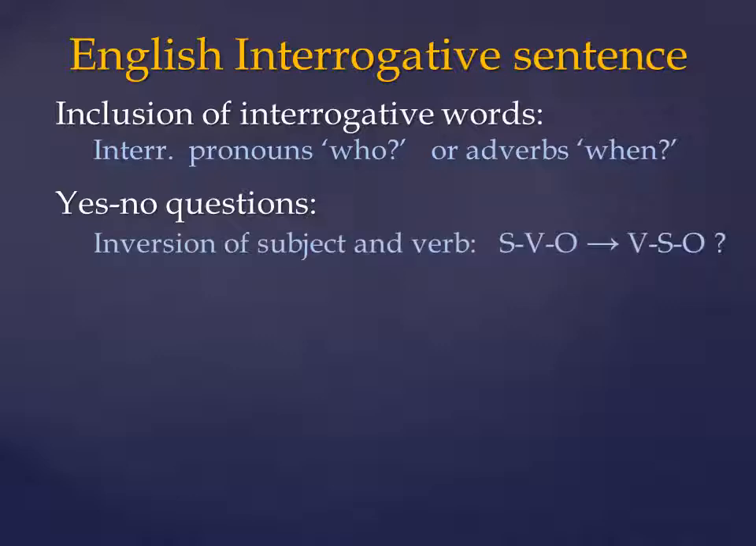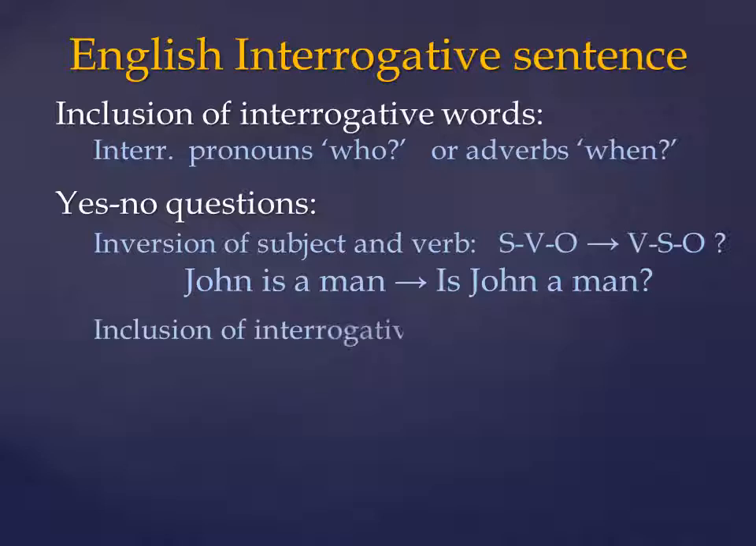One is simply by inverting the word order of the sentence. In English, the word order is usually subject, verb, object. But by moving the verb to the front of the sentence, we form a yes-no question. For instance, John is a man can be made into a question by placing the verb first, so, is John a man? Another way we can do this is through the inclusion of interrogative particles.